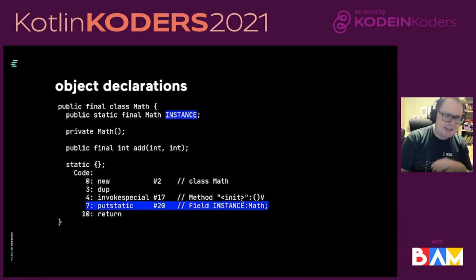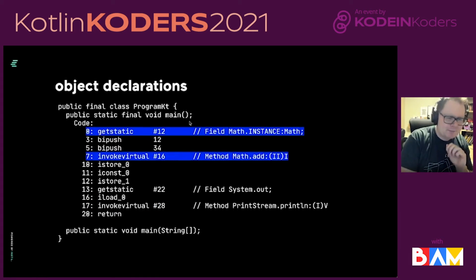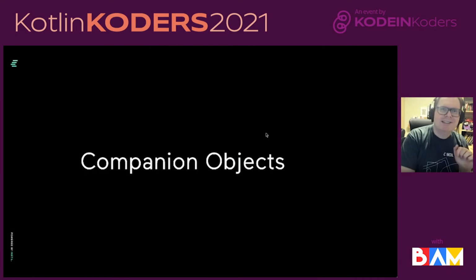Remember that in the bytecode, constructor functions are turned into functions whose name is angle brackets init. So we create a math object, we run the math object constructor, and then we store it inside the static field. So it's the standard Gang of 4 design pattern, which is being implemented on our behalf by the compiler. And we can see that in main, where before it calls the add method, it retrieves the value from the static field called instance. So it's just the singleton pattern in disguise, implemented for us by the compiler.